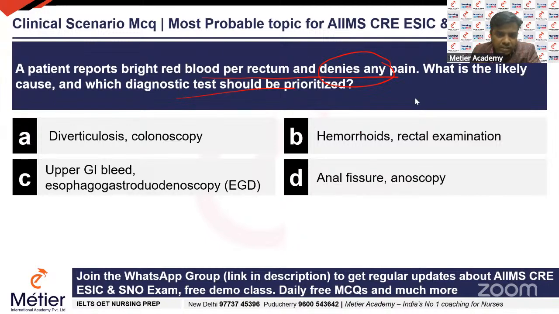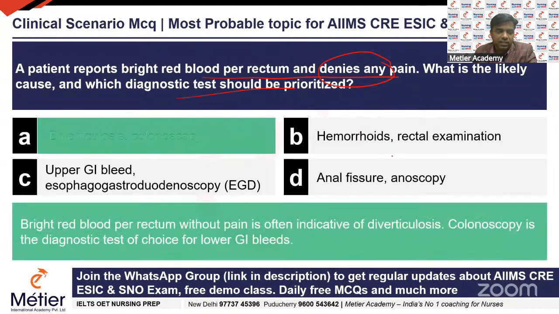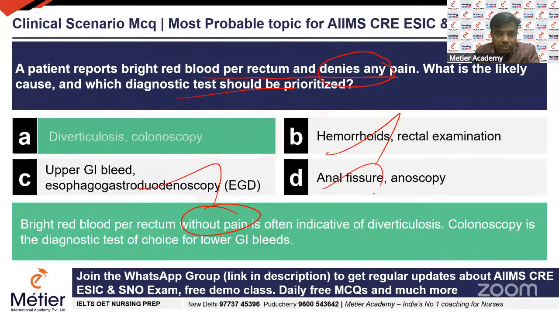So let us see the answers. Answer is A, right? So what is the special here? Without pain, I want to tell, hemorrhoids there will be pain. Upper GI bleed there will be pain. Anal fissure will be pain. So that's a key point which you have to note here.